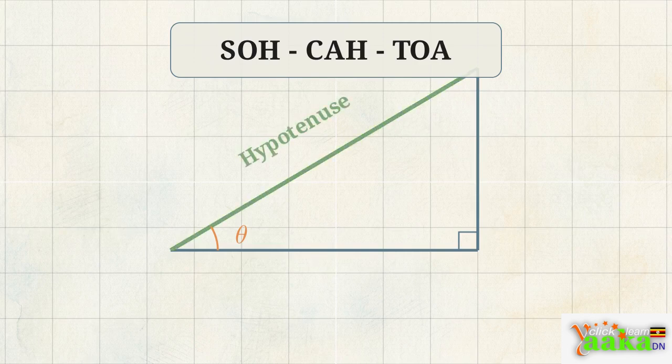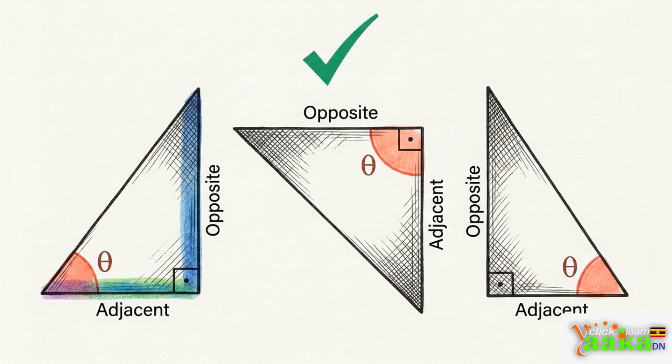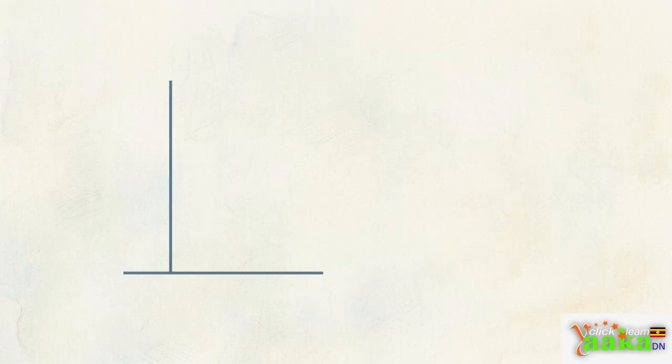The hypotenuse is always the longest, slanted side. The opposite side sits directly across from our angle theta, and the adjacent side runs right next to the angle, forming the base. Correctly naming these sides relative to your angle is the necessary starting point for choosing the correct formula in any calculation. Let's put this into practice.